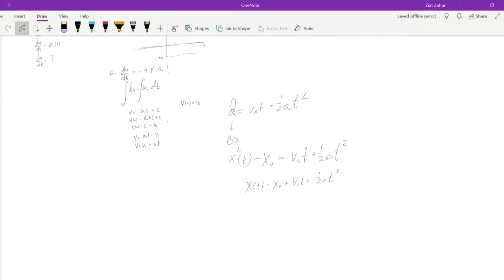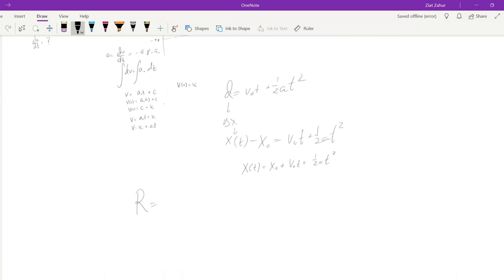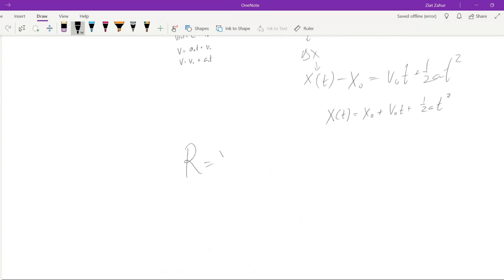Range formula. What is the range formula? The range formula is v0 squared times sine 2 theta, divided by g. Not d, g, gravity.